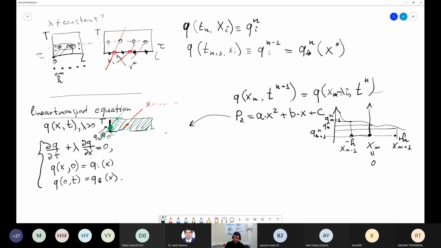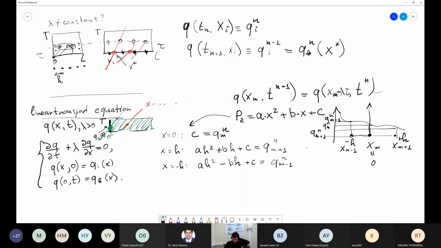The first equation, x equal to 0. A multiplied by 0 plus b multiplied by 0 plus c. C is equal to the value of the function here, q m n. Let's substitute x equal to h here. A h squared plus b h plus c is equal to this value q m plus 1 n, and the third point x equal to minus h, the same: a h squared minus b h plus c is equal to q m minus 1, the point n. Great. Let's solve it. We know the answer for the coefficient c.